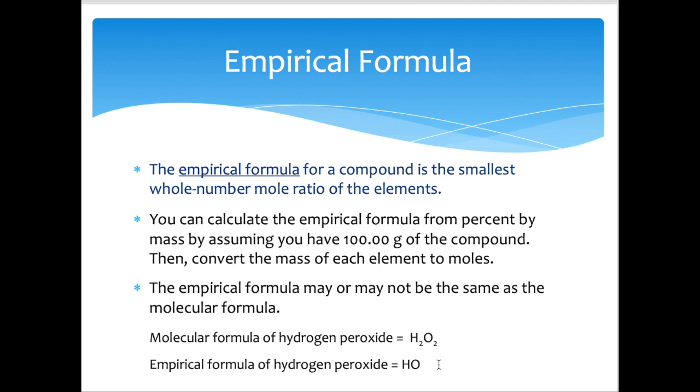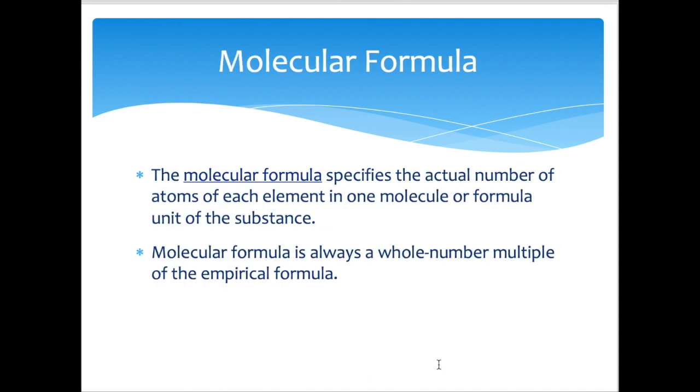Sometimes the empirical formula will be the same as the molecular formula. That's only if the formula cannot be simplified. If it can't be simplified, then they'll be the same. If it can be simplified, then they'll be different. Lastly, the molecular formula specifies the actual number of atoms of each element in one molecule or formula unit of the substance. So if you need to know exactly how many atoms are in the compound, you look at the molecular formula. It's always a whole number multiple of the empirical formula, right? So that's the 3 slides, and now I'm just going to do a few example problems for you guys.